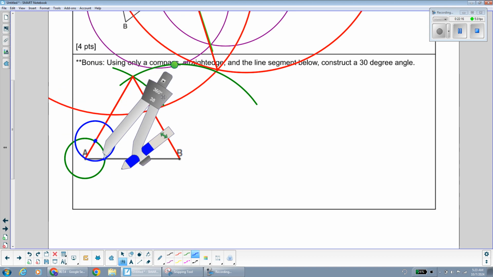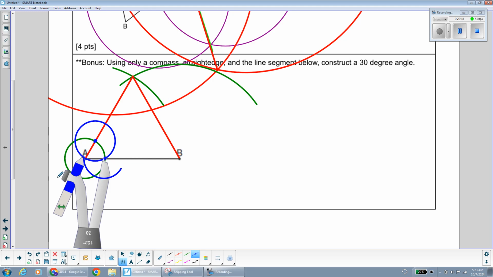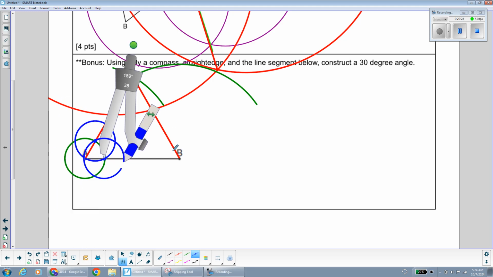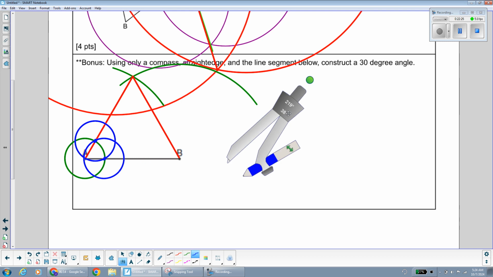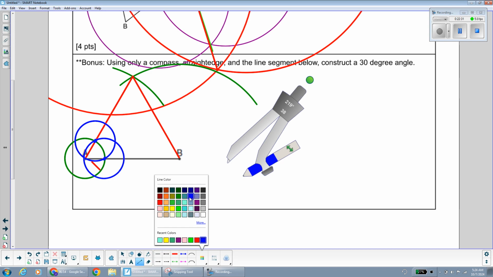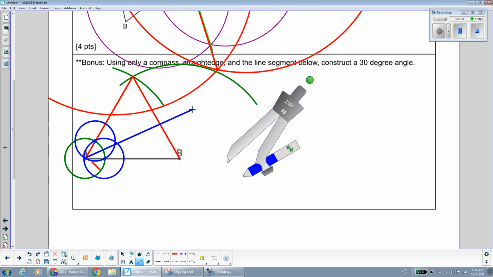Circle on one intersection point. Circle on the other intersection point. Right through those 2 intersection points is an angle bisector. So now we have taken the 60-degree angle and we've cut it in half. So this is 30 degrees and this is 30 degrees as well.